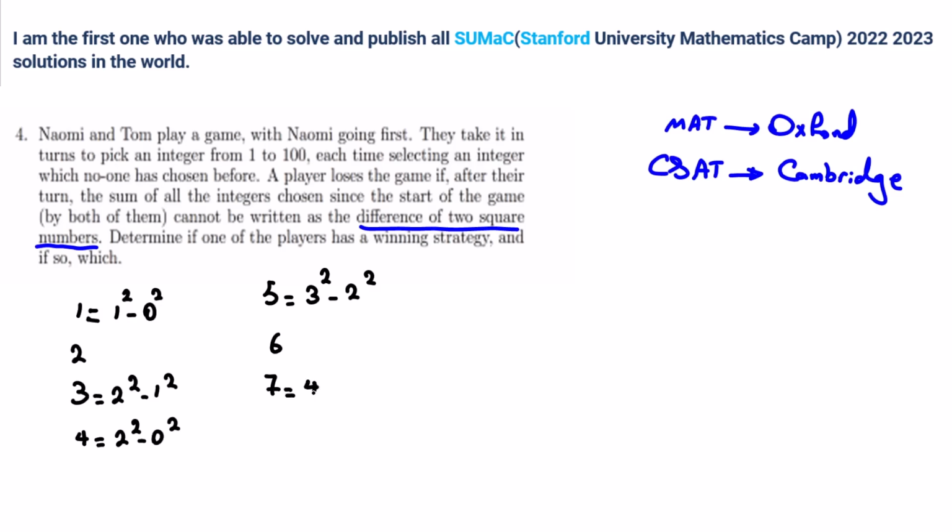7, 4 squared minus 3 squared. Yes. 8, 3 squared minus 1 squared. Yes. So now we should prove 2 things.